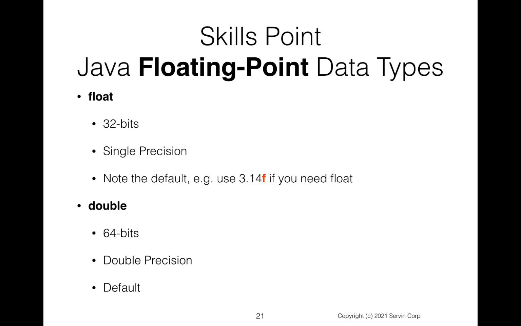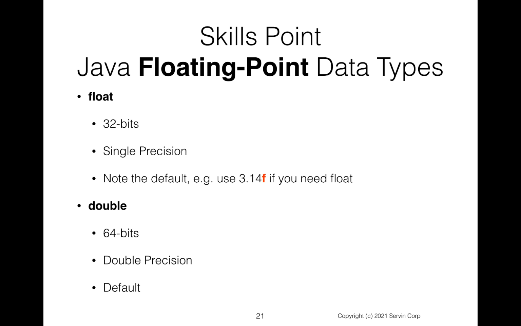Okay, we also have floating point types. So we begin with the float. The float gives us 32 bits, also referred to as single precision. And note that the default for the compiler always uses double precision, that is a double. And so if you specifically want to use a float, you need to put an F there, like I have the 3.14F. The F tells the compiler that you want it to be a float as opposed to the default being a double.